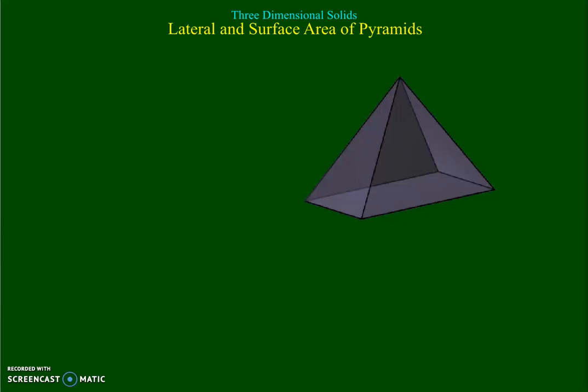This is part 4 of the series Three-Dimensional Solids, and I'm going to begin this part with a discussion of the lateral area of pyramids. And let's, as we have in the past with the different three-dimensional solids, break this down into its different parts. So first, I want to talk about the vertex.